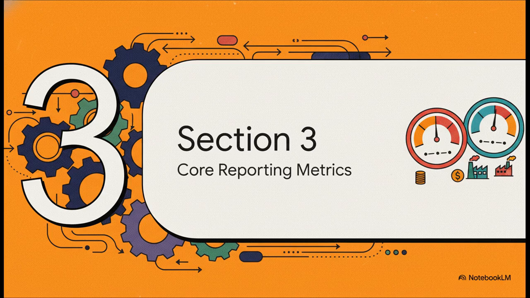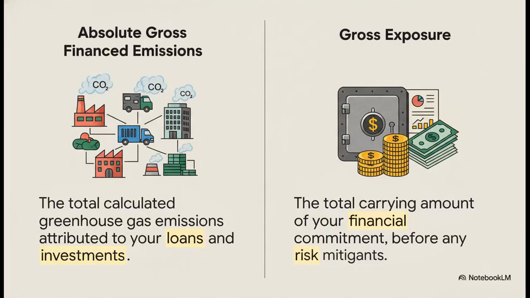Okay, so if you're in scope, what exactly do you have to calculate and report on? The standard boils it down to two fundamental and very much interconnected metrics. Think of it as two sides of the same coin. On one side, you have to report your absolute gross financed emissions. That's the actual carbon footprint number, right? Measured in tons of CO2 equivalent. Then on the other side, you have to report your gross exposure. That's the financial value, the total amount of money at stake. You have to report both, because one without the other just doesn't paint the full picture for investors and regulators.